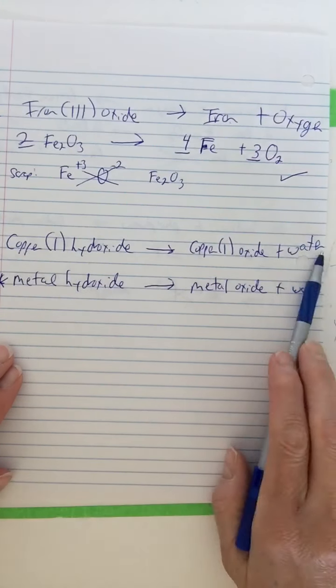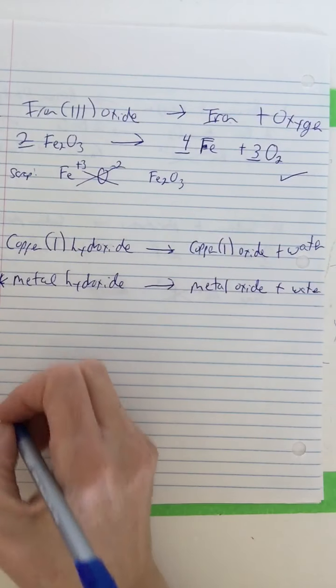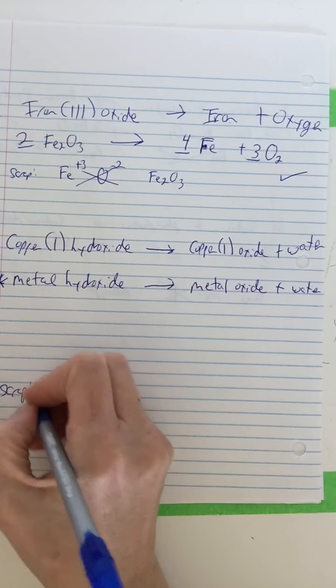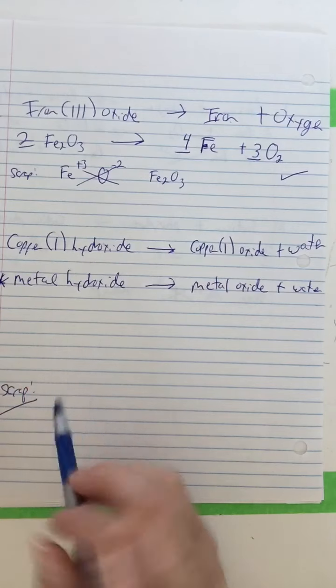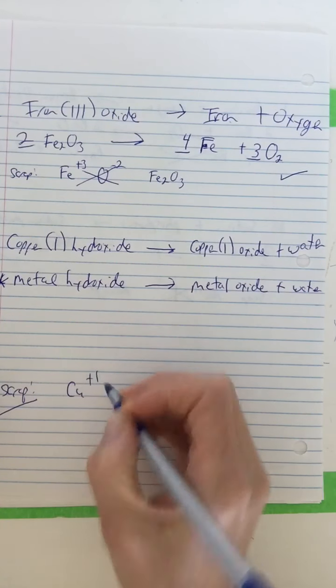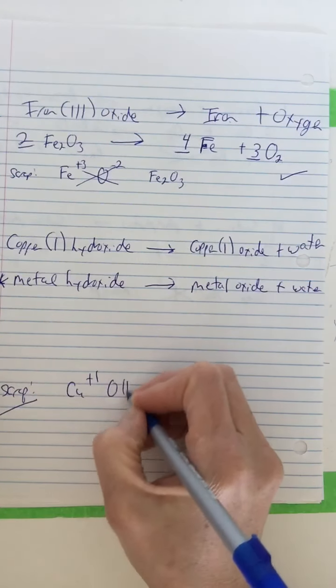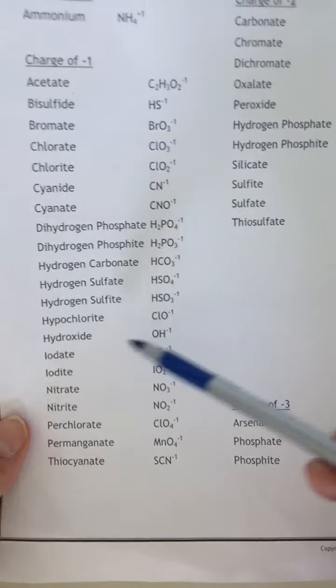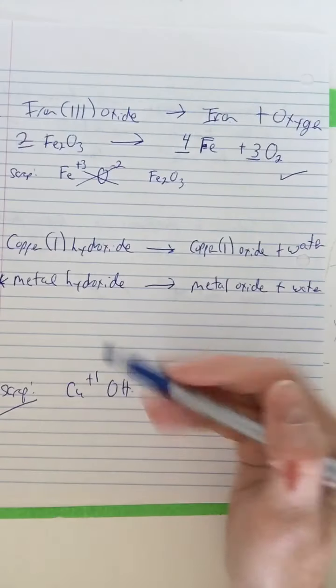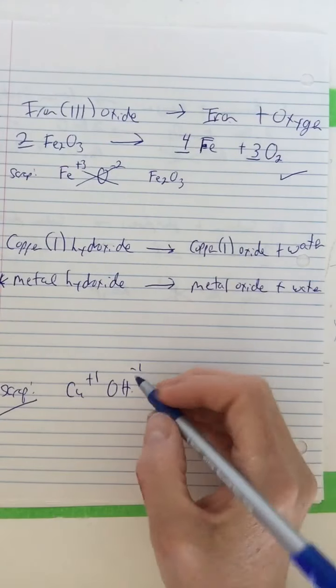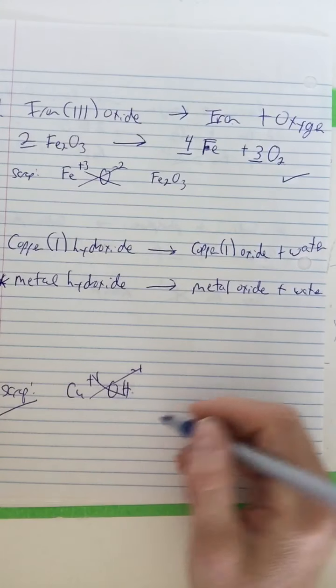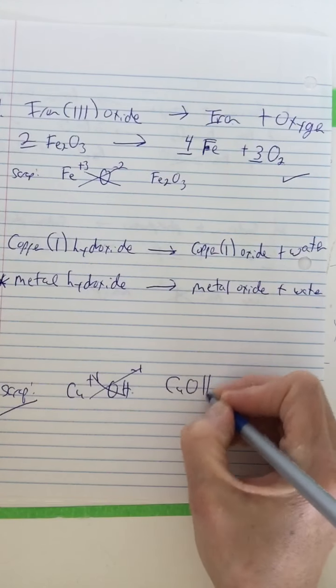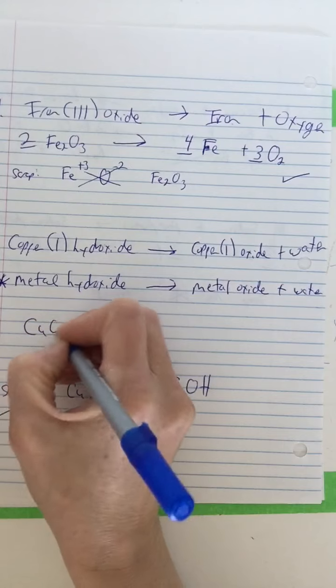So now we got to write this out in formula. So we'll do a little scrap down here. Copper 1, so we know it's copper 1 hydroxide. Look that guy up on the polyatomic sheet. Polyatomic sheets right here. You should get to know them in your head, but there's hydroxide. It's OH minus 1. Okay. Crisscross, what does copper 1 hydroxide look like? CuOH. So here it is here, CuOH.